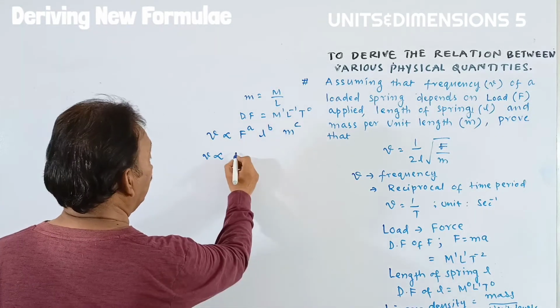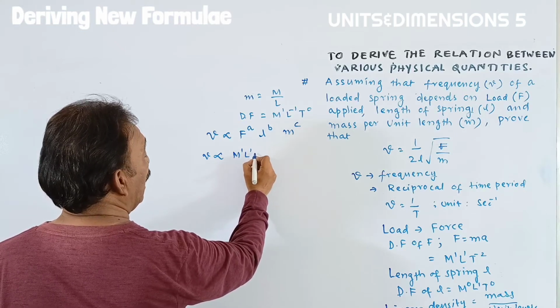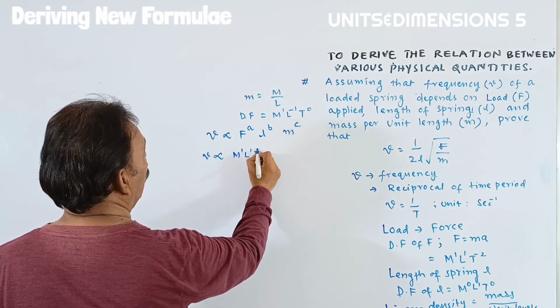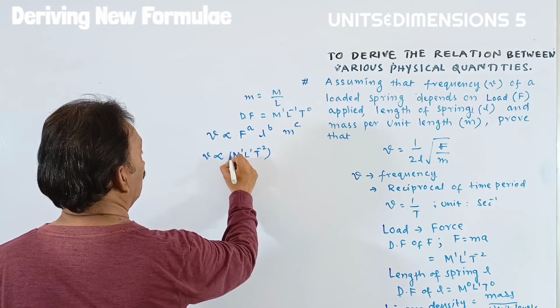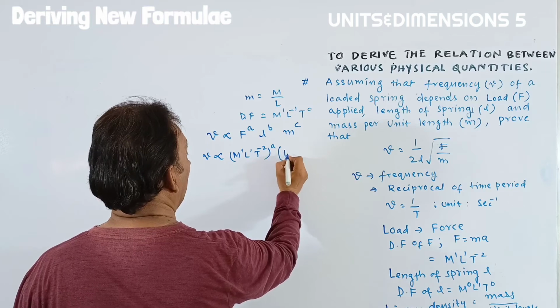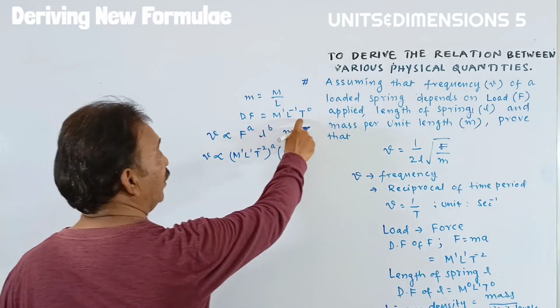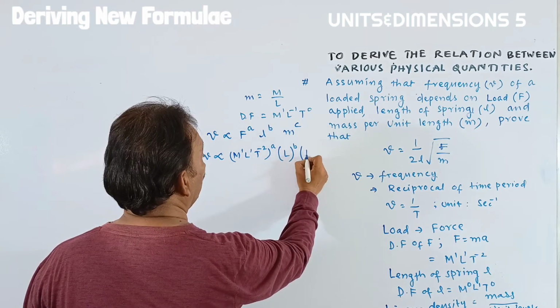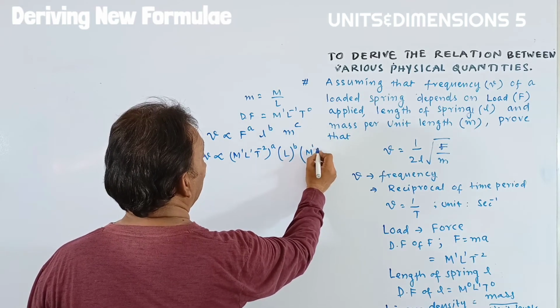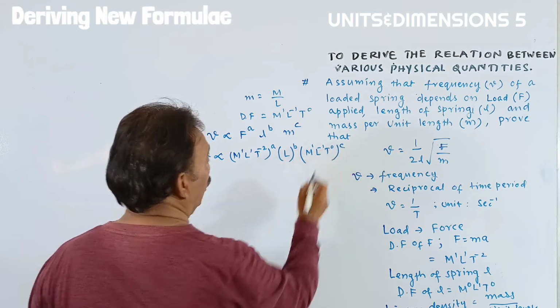What is that? M1 L1 T to the power of minus 2, to the power of a length. Directly I'm writing a to the power of b. And linear density we have M1 L inverse T0 to the power of c.